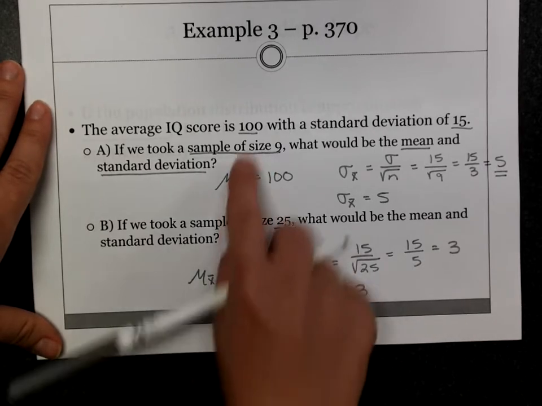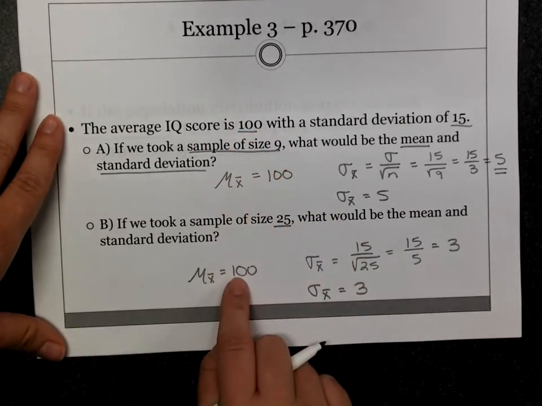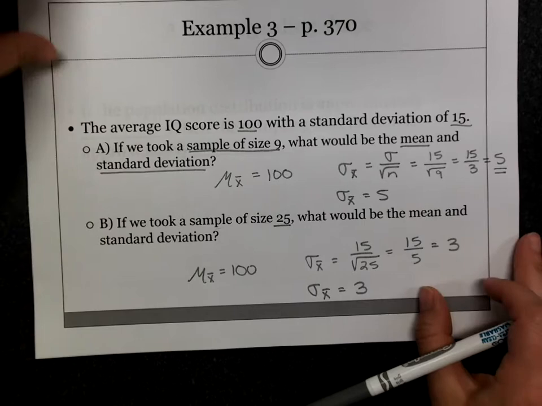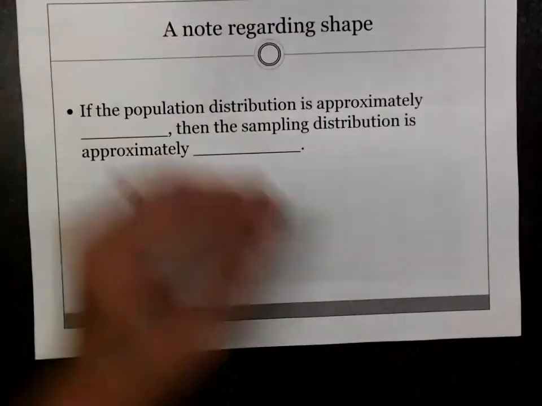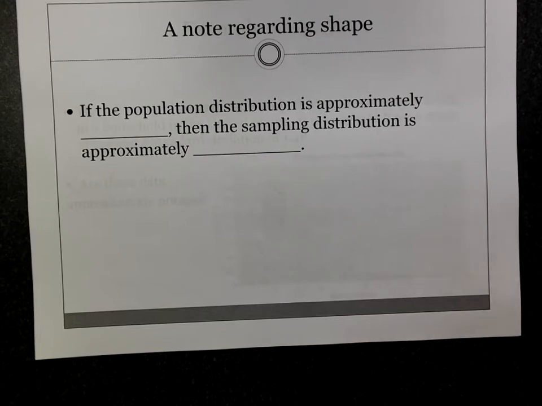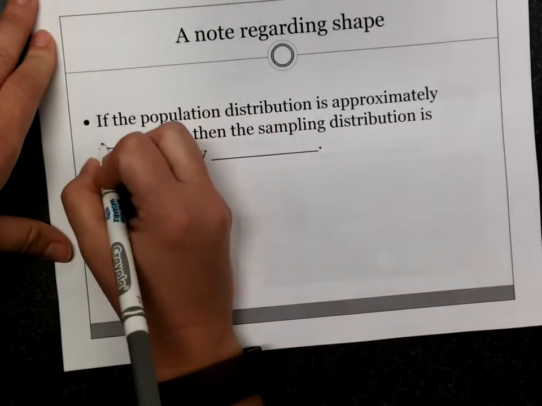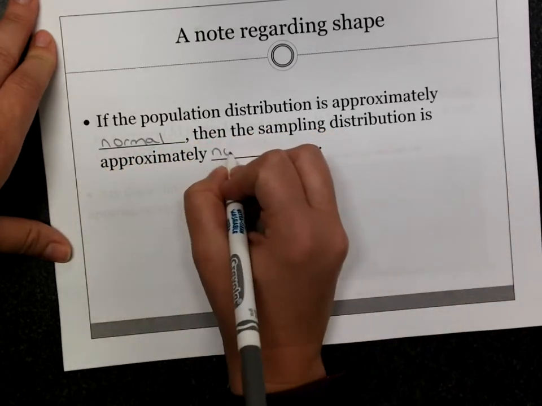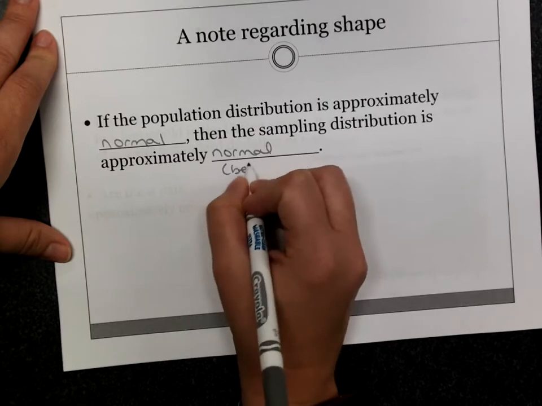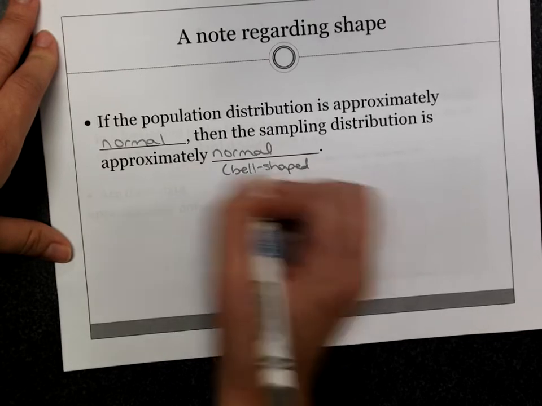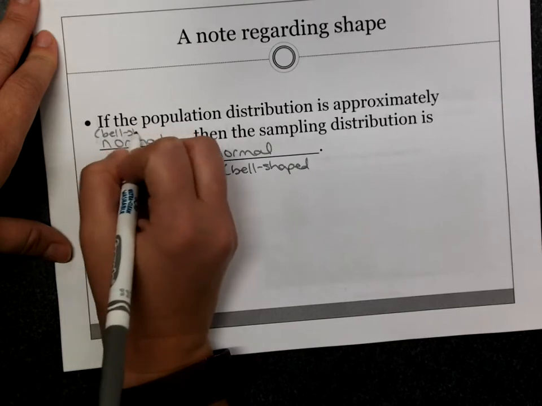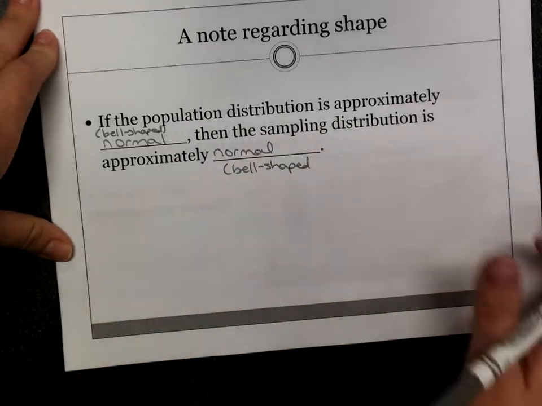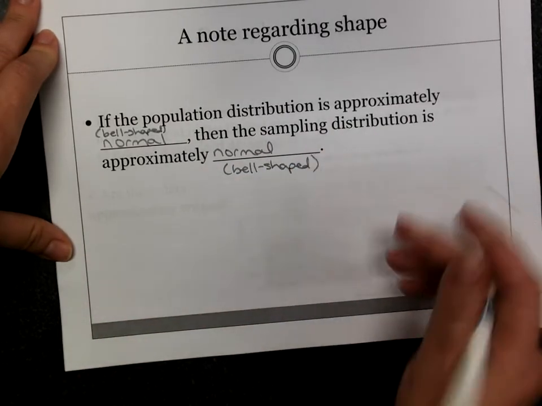So the mean stays the same. Whatever is given in the problem, it will stay that way for the samples. And the standard deviation has that slight adjustment. That is kind of the big idea of sampling distributions. I mentioned previously, if the population distribution is approximately normal or bell-shaped, then the sampling distribution will also be approximately normal or bell-shaped. So if I look at the histogram of the population and I see that it's bell-shaped, I can know that when I take a lot of samples of a particular size, when I plot all of those, it will also be normal or bell-shaped.